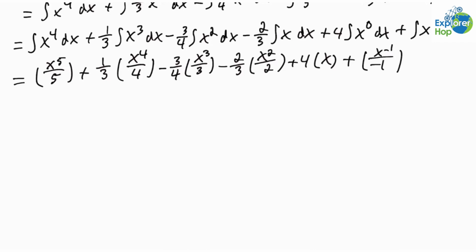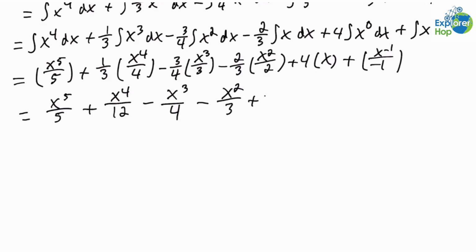In simplifying everything, we get that this is equal to x to the power 5 over 5 plus x to the power of 4 over 12 minus x cubed over 4 minus x squared over 3 plus 4x minus 1 over x, then plus a constant c, since we're finding the antiderivative of the function, and the derivative of any constant is 0.